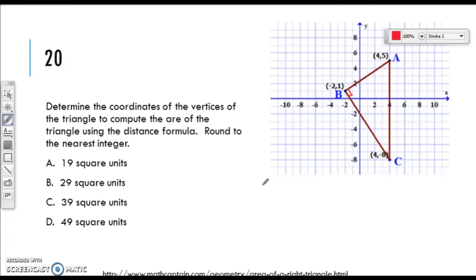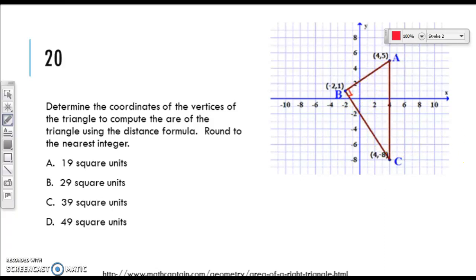Alright, here it says determine the coordinates of the vertices of the triangle to compute the area of the triangle using the distance formula. Basically all that means is we're going to find the area of this triangle, and we're going to use the coordinates to help us do that. I know that this is a right triangle, and so I know that the legs are the base and the height.